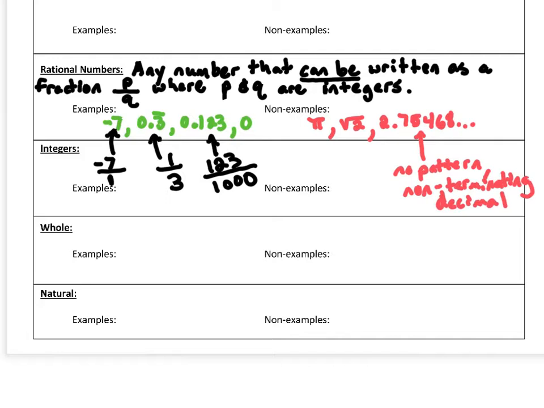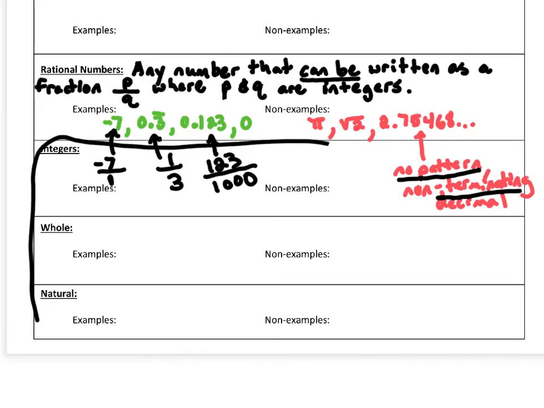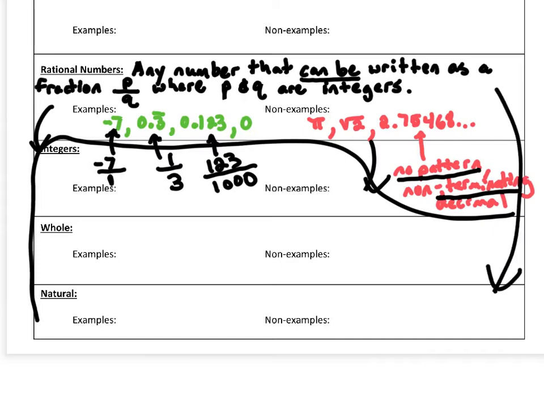Now, if you look at the note I made here, if you take a look at 2.75468, and then I put 3 dots, meaning the pattern could continue. If the decimal doesn't come to an end, meaning it's non-terminating, and there's no pattern to the decimals, notice 7, 5, 4, 6, 8 are pretty random, then you can assume that it's not a rational number. Now, I will say that all of the numbers below rational on this chart so far are all considered to be rational numbers. So that's how those 3 previous number sets are related to rationals.